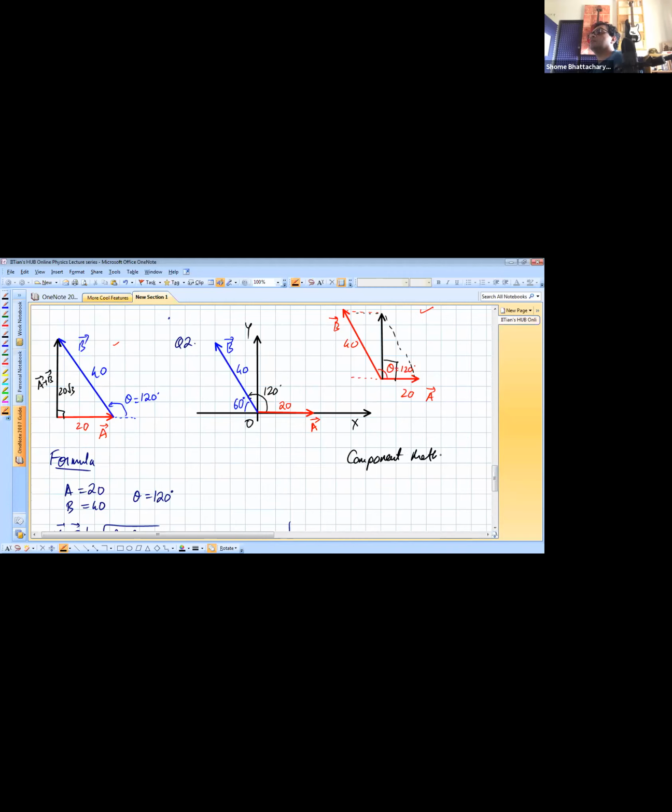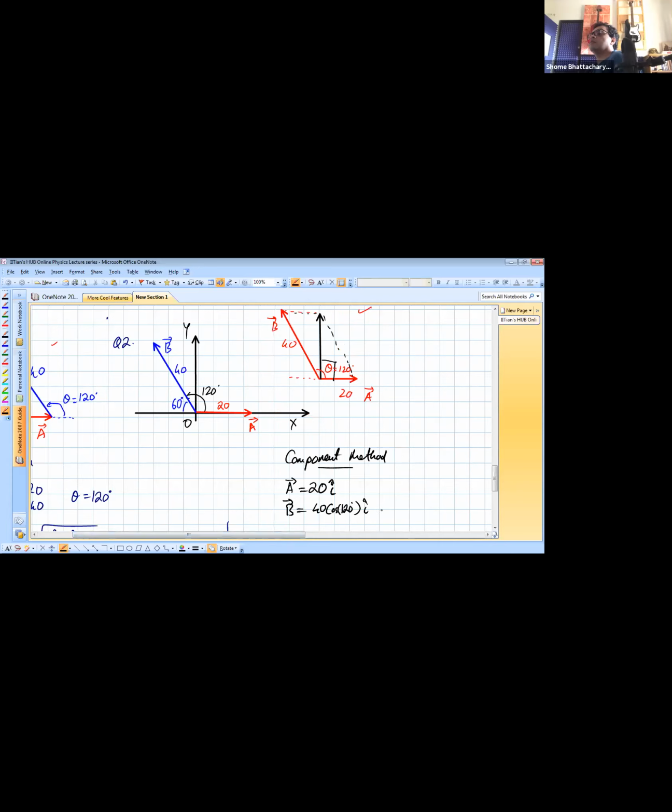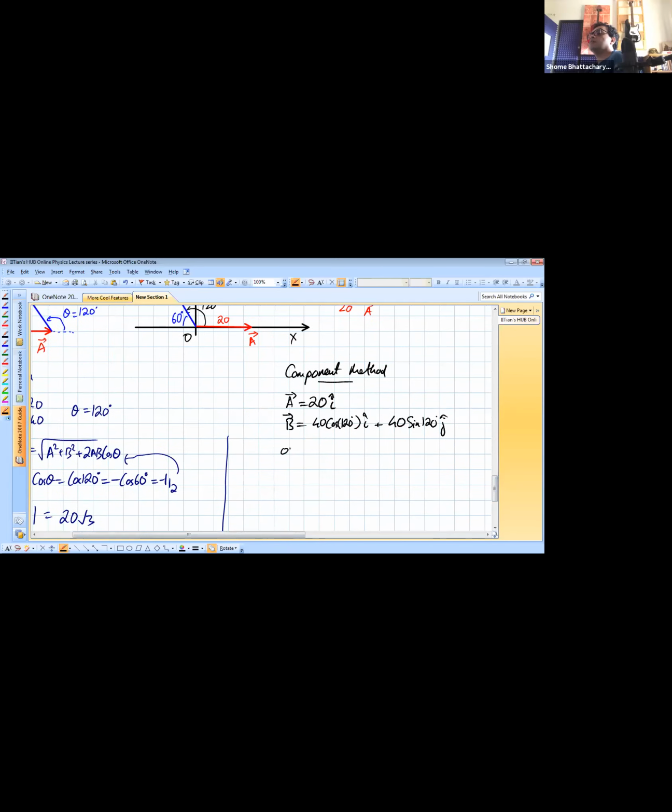If you go with the component method, you would still concentrate on this diagram here and just write vector E as 20 I cap. Vector B would become 40 cos 120 I cap plus 40 sin 120 J cap. Now using the values of cos and sin like we've already done, you would have got the vector B as minus 20 I cap plus 20 root 3 J cap.